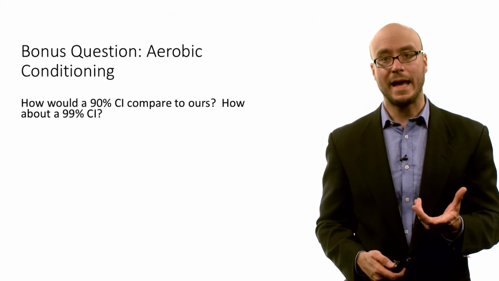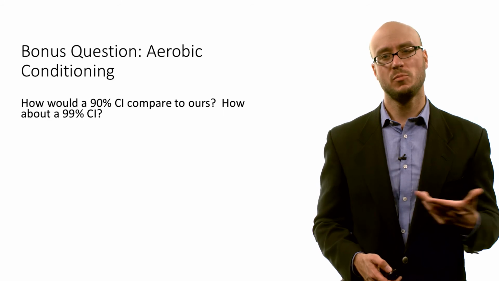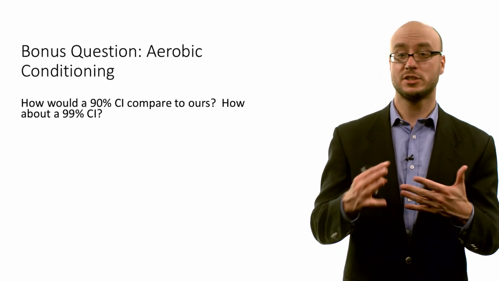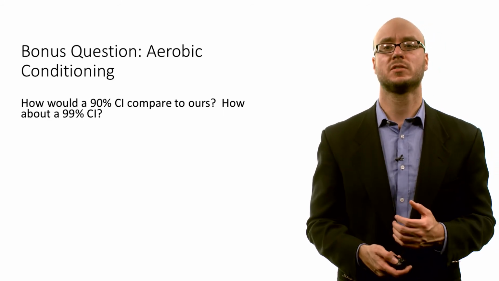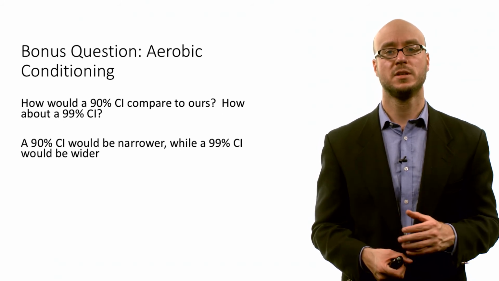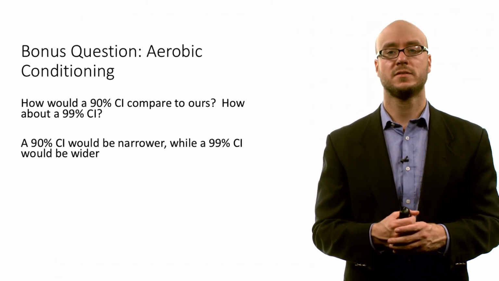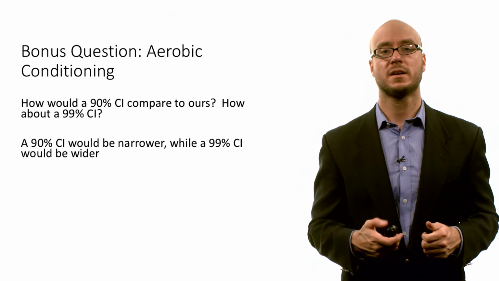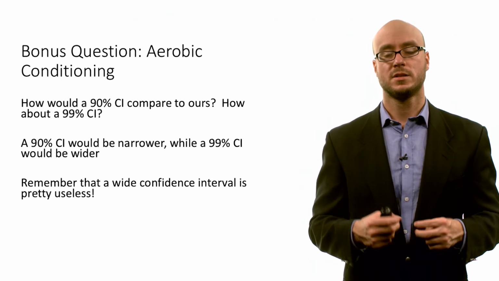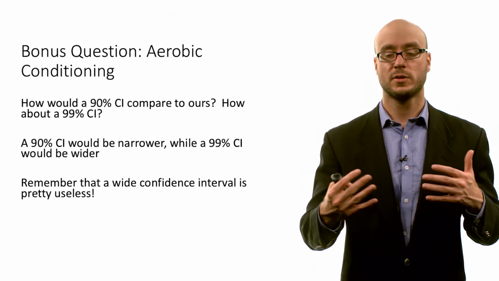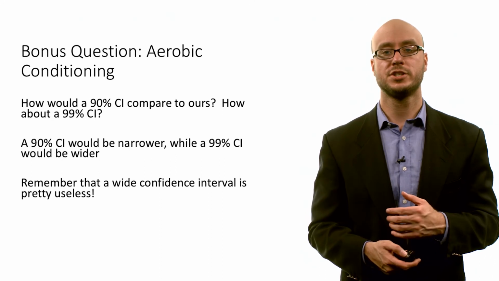I think the key point here is that you might say, well, just consider, how would a 90% confidence interval compare to ours? How would a 99% confidence interval? Well, again, a 90% confidence interval would be narrower, while a 99% confidence interval would be wider. So we can alter our consideration here based on the level of confidence. The key point is that in this case, with a 95% confidence interval, we in fact reject the null hypothesis.